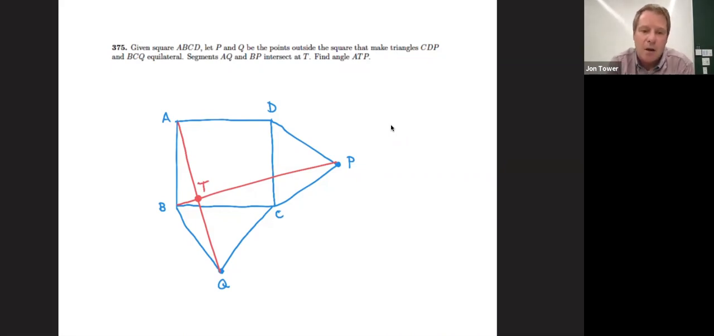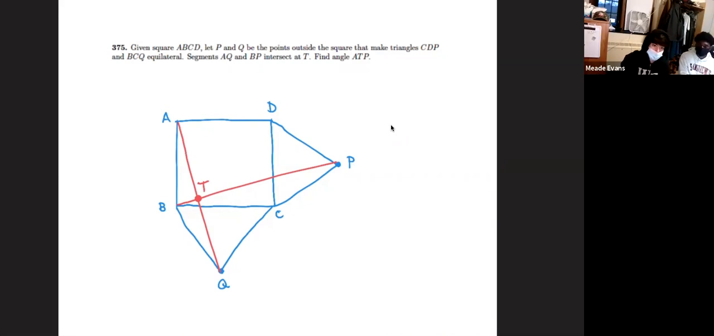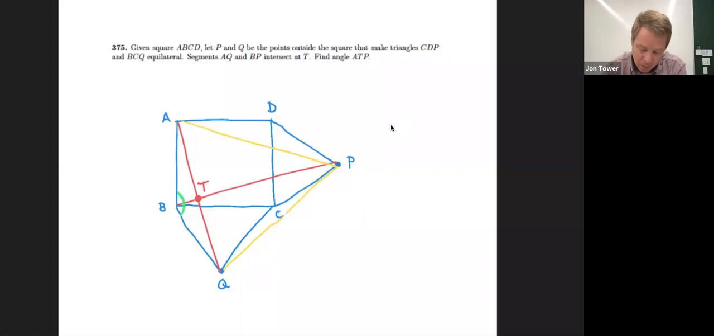Does anybody want to share any thoughts on how to get started, or anything we might have known from the previous problem? From the previous problem we had that AQP would be an equilateral triangle, right? So if you draw a diagonal from A to P, that's equilateral. Quinn stated that since we know that AB and BQ is isosceles and BQC is equilateral, angle B will be 90 plus 60. Okay, agreed. So that angle, the green one I just put on there, you're saying is 150 degrees. Right.